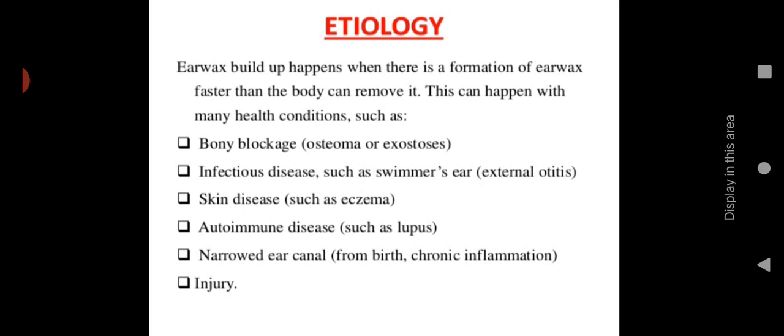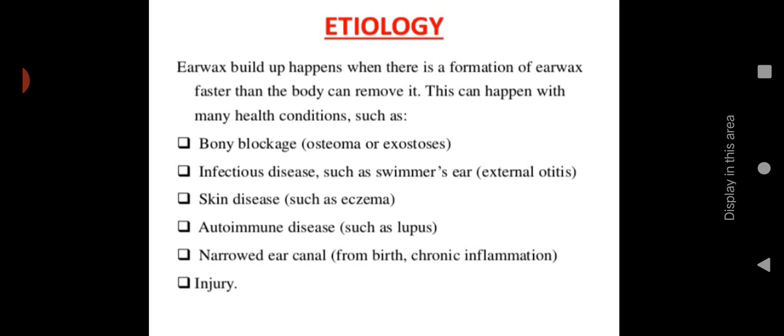Then the causes. Earwax buildup happens when earwax forms faster than the body can remove it. This can happen with many health conditions, such as bony blockage, for example osteoma or exostosis. Osteoma we discussed in the last class, a small bone growth, or exostosis, extra bone growth. Then infectious diseases such as swimmer's ear, which we call external otitis or otitis externa, inflammation of the external ear. Then skin diseases such as eczema, and autoimmune diseases such as lupus. Narrowed ear canal, either congenital or due to chronic inflammation and injury. So these are the possible causes that can lead to formation of impacted earwax.